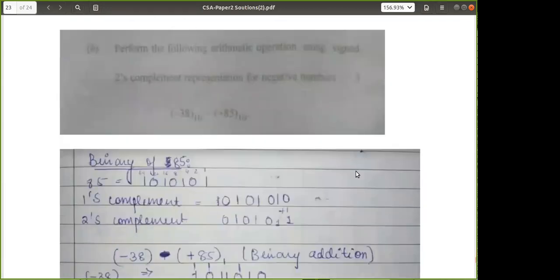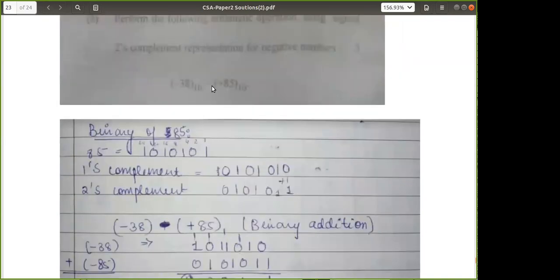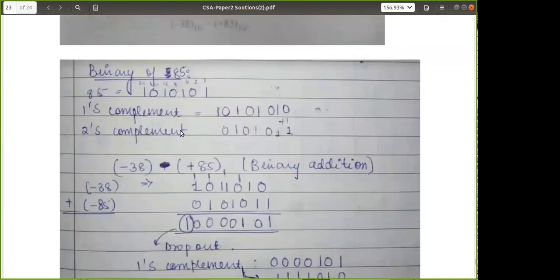Then perform the following arithmetic operation using the signed 2's complement definition of negative numbers. Here we have minus 38 base 10 and plus 85 base 10. What we have to do first: write the 85, convert it to a binary number, and then convert the 38 to its complement because we need the minus of 38. Then we add these values, drop the last carry bit, and that will be the output.